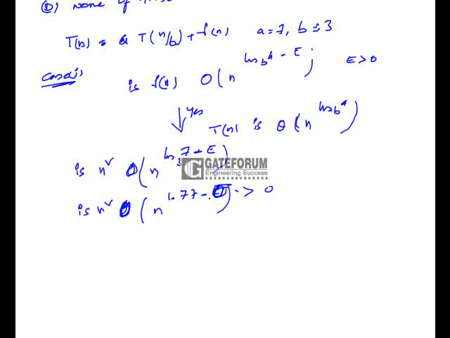If we take 0.1, it is 1.67. If you take anything which is greater than 0 in place of epsilon, then this condition will be false. This is not satisfied. Why? Because here it is n square. We can't express n square as order of n power 1.77 minus something which is greater than 0. So this is not satisfied. Now if case 1 is not satisfied, we have to check with case 2.